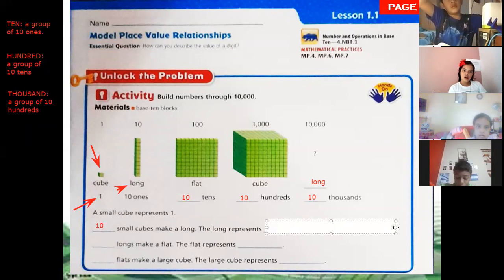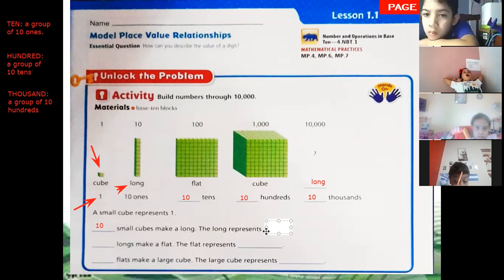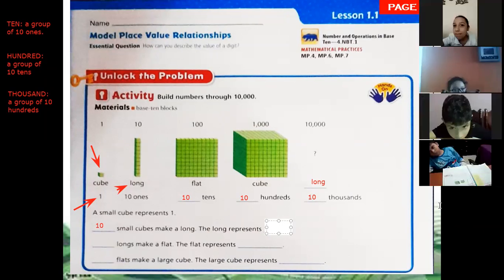What is the name of that group? The long. This long represents what? What does it represent? A long represents a 10. But in number, a long represents tens, okay? 10.